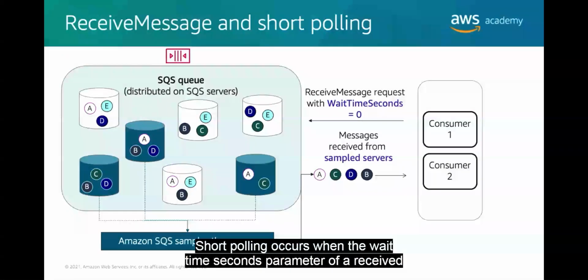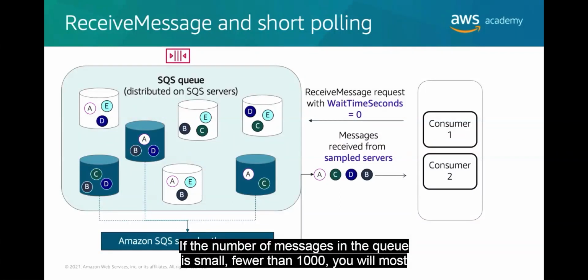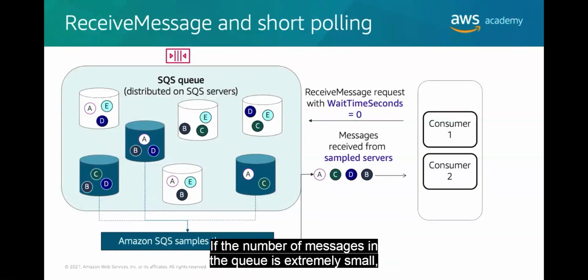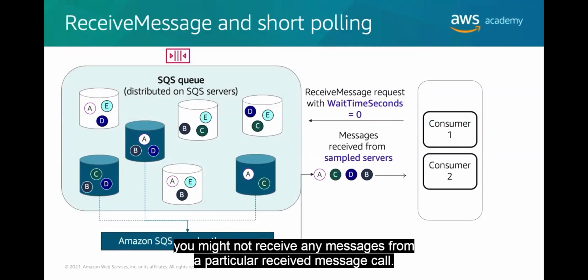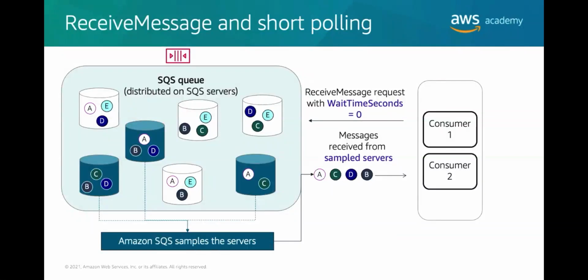Short polling occurs when the wait time seconds parameter of a receive message call is set to 0. If the number of messages in the queue is small, fewer than 1,000, you will most likely get fewer messages than you requested per receive message call. If the number of messages in the queue is extremely small, you might not receive any messages from a particular receive message call. If you keep requesting receive message, Amazon SQS will sample all of the servers, and you will eventually receive all of your messages.